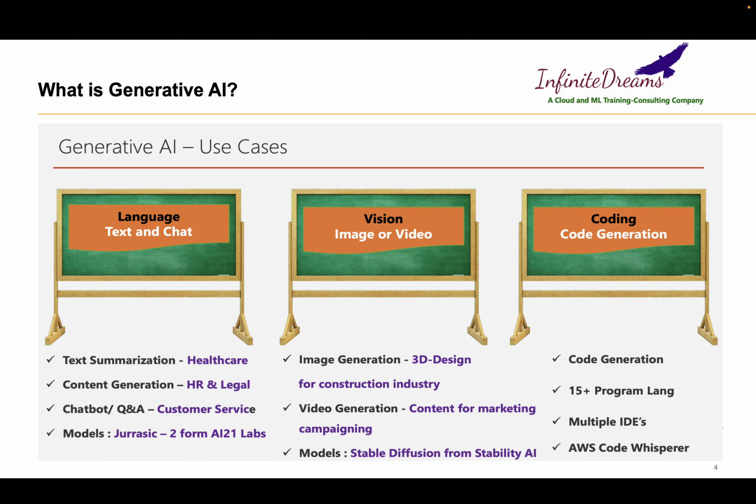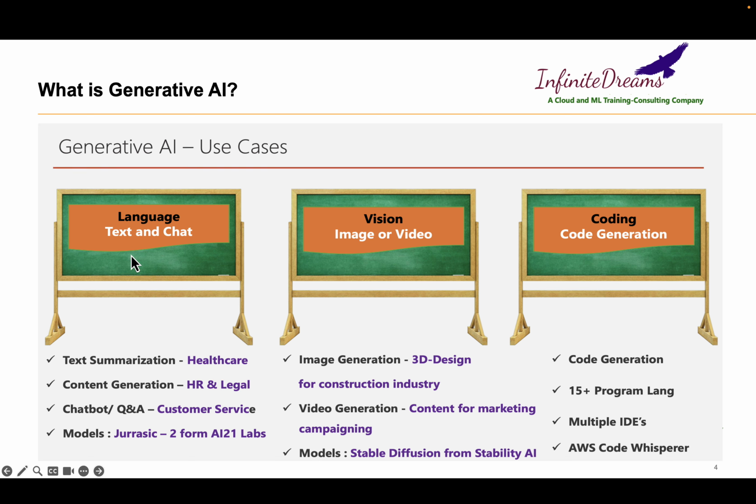Another pillar is vision, where you use vision techniques to generate new images and new videos. And the third pillar is where you generate new code. I hope you all would have worked with GitHub Copilot, where you can generate code. You just give the prompt, like I want a code for a microservice API, and these are the input parameters, and it will generate code for you.